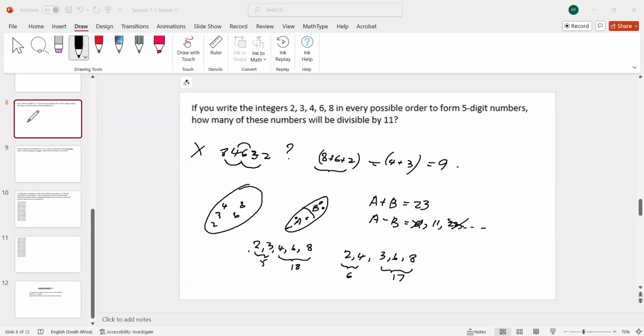All right, so here we go. We need to know how many such numbers there are. So now the problem becomes a counting problem.